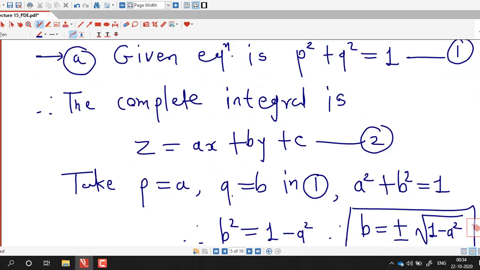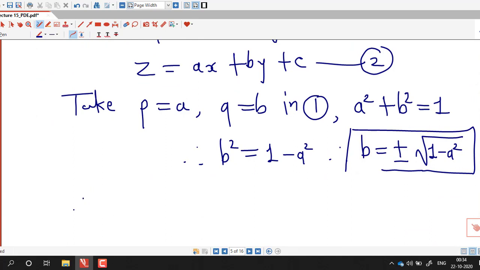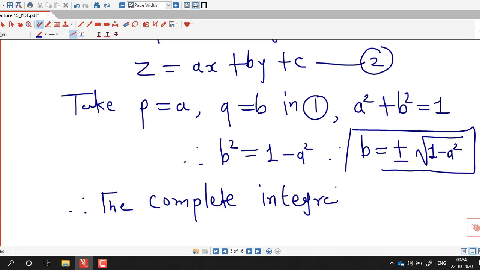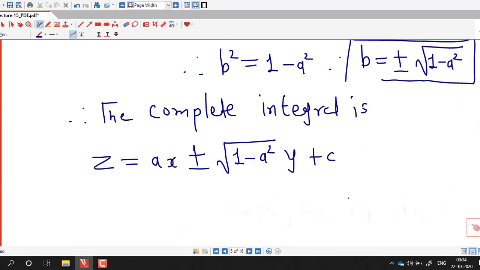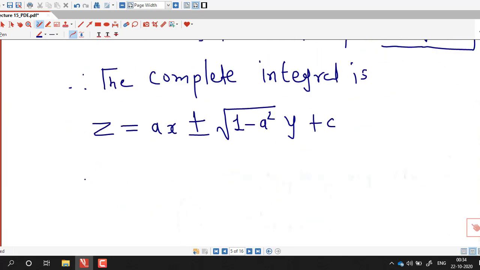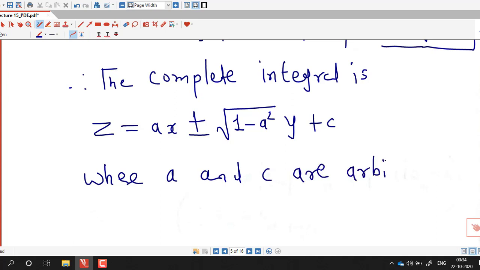So we substitute this value of b in the complete integral 2. So therefore the complete integral is z equal to a into x plus or minus square root of 1 minus a square into y plus c, where a and c are arbitrary constants.